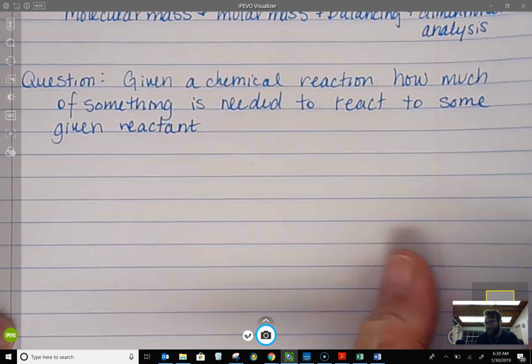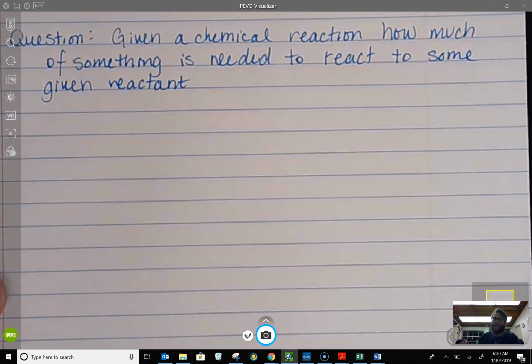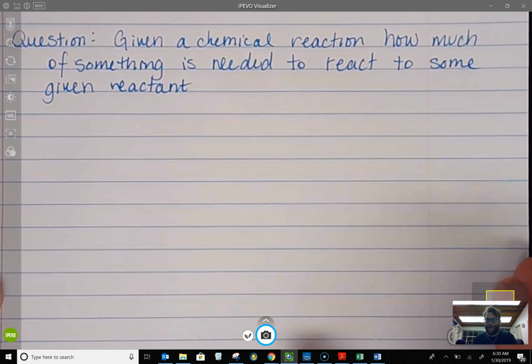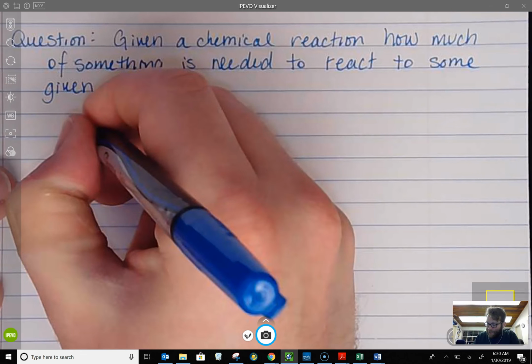Something where I give you some kind of mass or some kind of number of molecules, and you've got to tell me exactly how much I would need in order to get, say, a completely efficient reaction, right, where everything is utilized. Okay, so let's do an example where I'm giving you this chemical reaction.